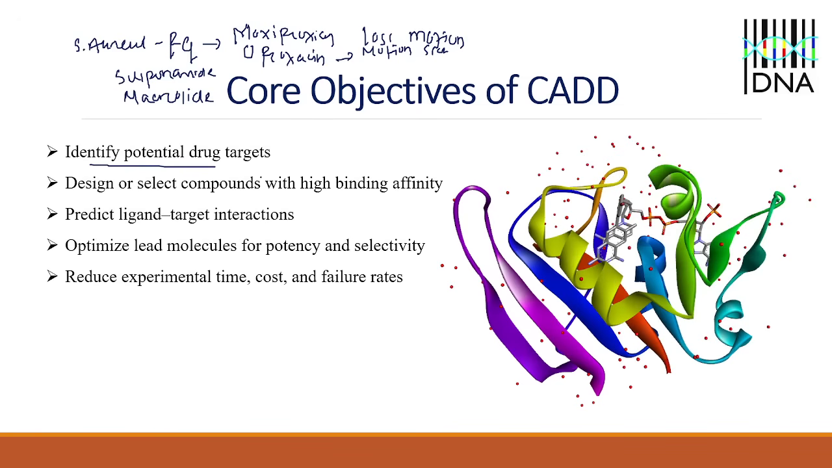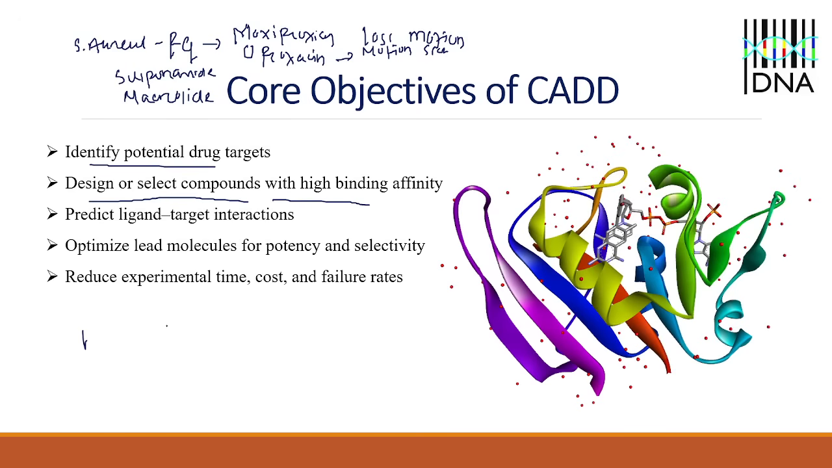Okay. So to identify the potential drug targets and the drug compounds, then to design or select the compounds with high binding affinity. By using computational techniques, we can design compounds that have high binding affinity towards the receptor. As I have mentioned and given you an example of moxifloxacin. So how can we design or prepare any compound that has more effectiveness as compared to moxifloxacin?